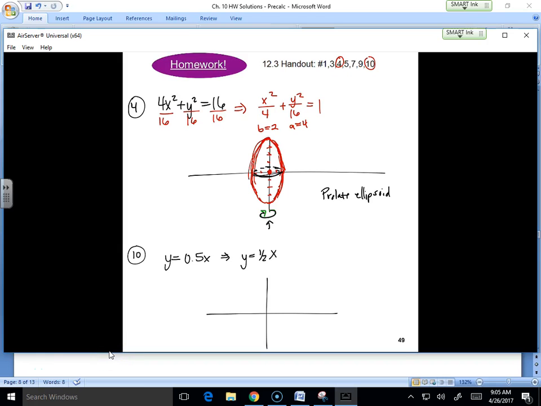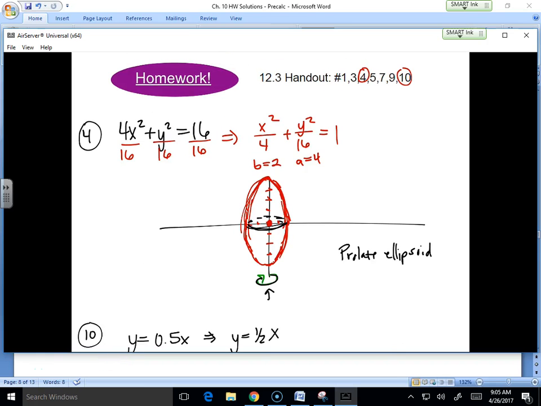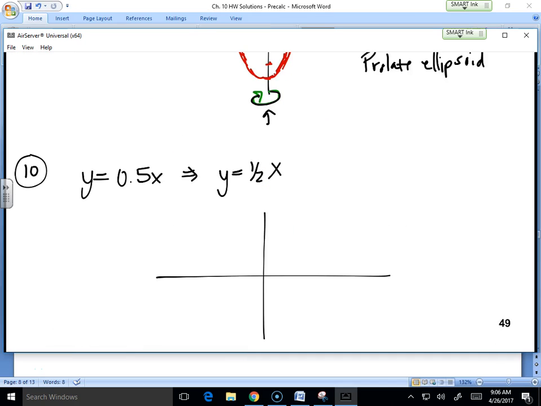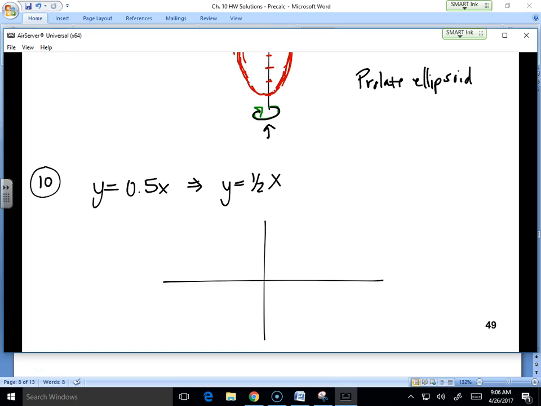Going over the evens for homework, we just did number 4, walk through the solution. That's what you guys should have gotten. Number 10, let's stop all the annoying noises. We have a test tomorrow.